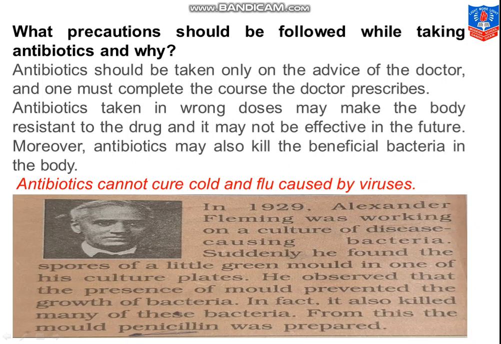Now there is one piece of information given in your textbook. In 1929, Alexander Fleming was working on a culture of disease causing bacteria. Suddenly he found the spores of a little green mold in one of his culture plates. He had prepared some plates and saw some green mold, a fungus, in them. He observed that the presence of mold prevented the growth of bacteria.